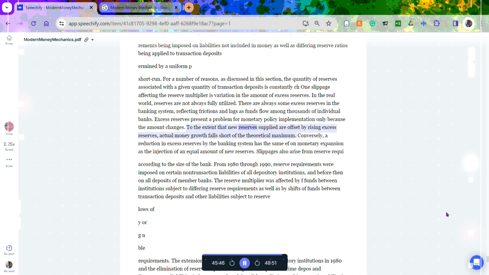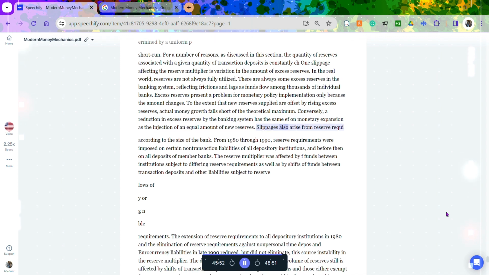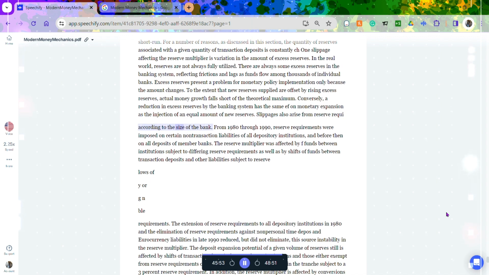To the extent that new reserves supplied are offset by rising excess reserves, actual money growth falls short of the theoretical maximum. Conversely, a reduction in excess reserves by the banking system has the same effect on monetary expansion as the injection of an equal amount of new reserves. Slippages also arise from reserve requirements that vary according to the size of the bank.